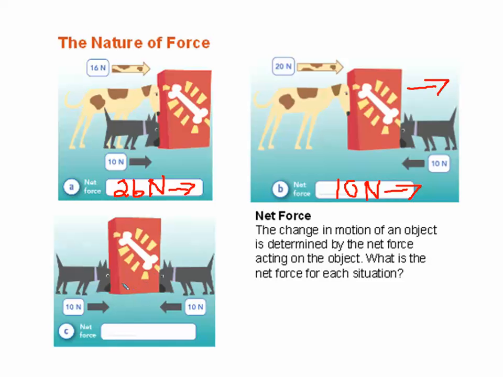Down here, we've got two little dogs, and they're both pushing against each other with 10 newtons of force. If they're both pushing with the same amount of force, that box is not going to move. So we would say 0 newtons because this box would not move.